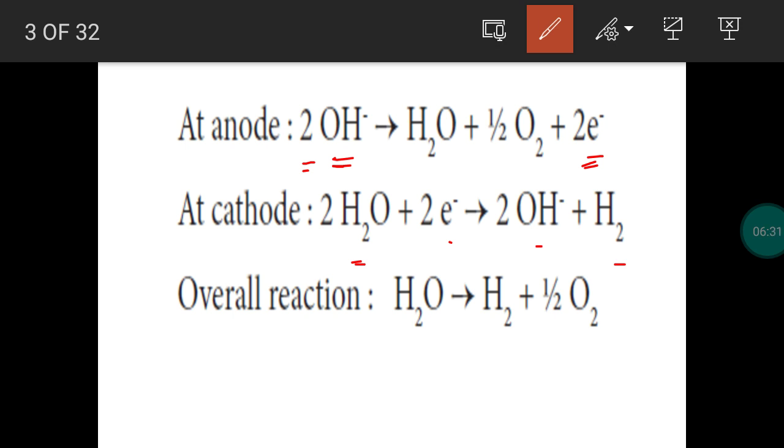Now we are discussing about protium. Hydrogen with atomic number 1, mass number 1. A single hydrogen or a single protium is unstable. It will exist in the form of H2 molecule.